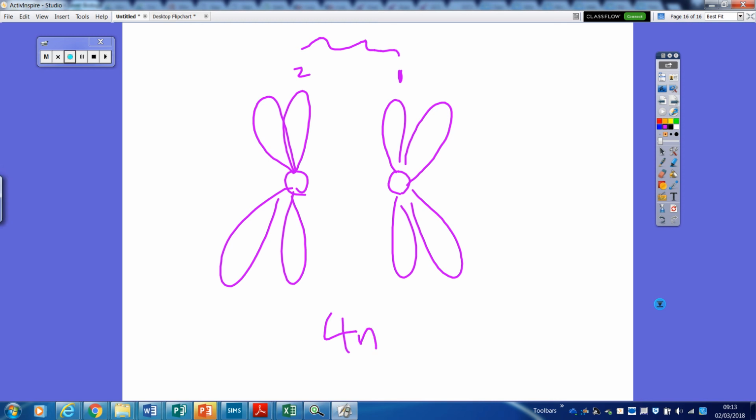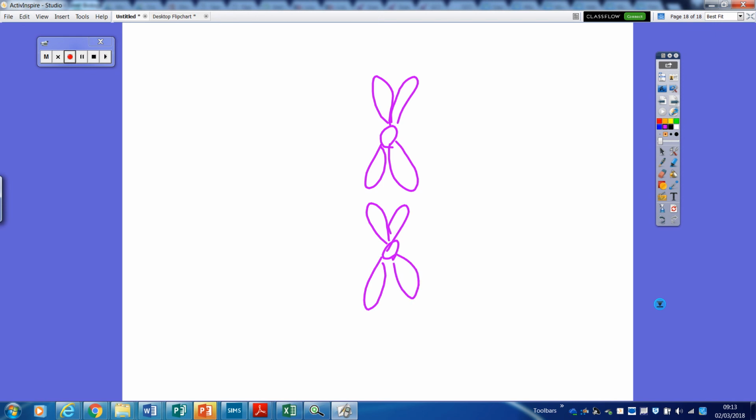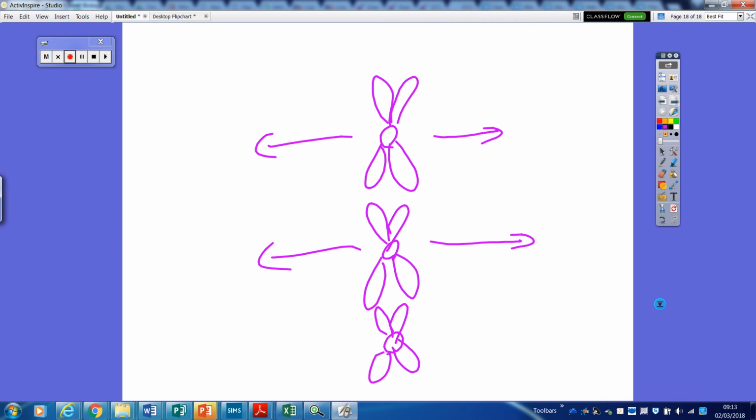Yeah? So, this is what happens in replication. So if we're looking at mitosis, during metaphase, all the chromosomes line up along the middle of the cell. So if we're talking about mitosis, the chromosomes line up above and below each other, like this, during metaphase. And then what's going to happen is they're going to be pulled apart towards opposite poles of the cell.